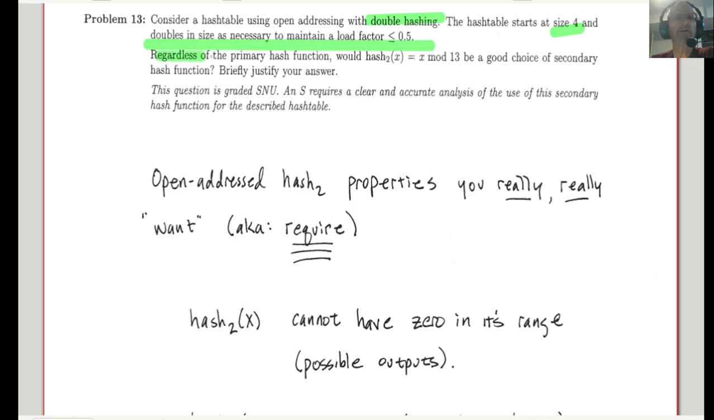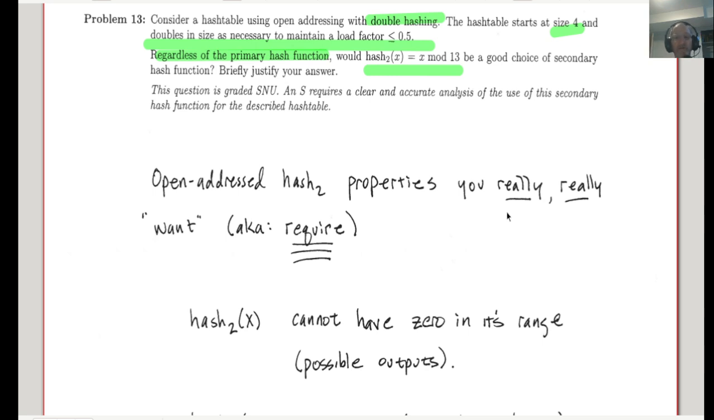0.5. Regardless of the primary hash function, would the secondary hash function, because we're using double hashing, the secondary hash function of x mod 13 be a good choice for this hash function? Justify your answer. What do we want from secondary hash functions when they're used in open addressing? I can't think of where else they're used. What properties do we want?